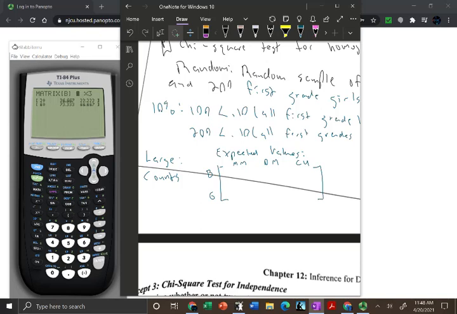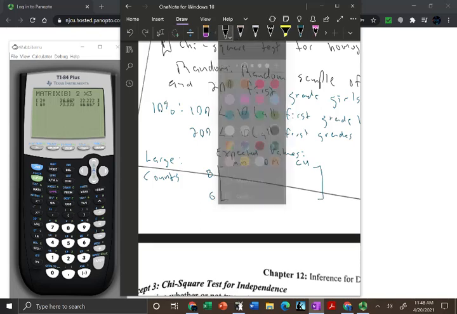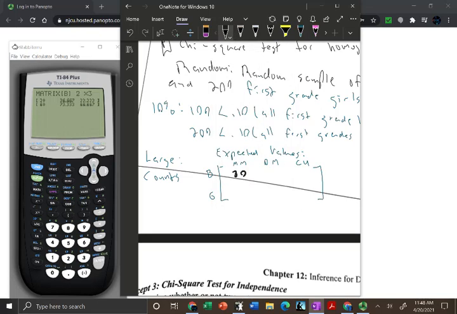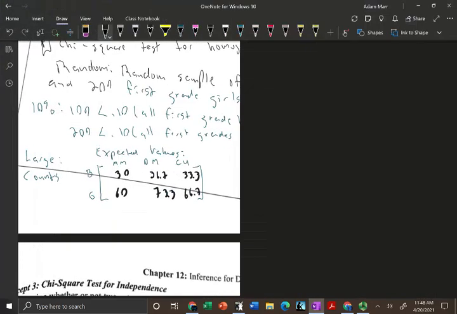So let's see here. I'm going to put everything down. So we have 30, sorry, I wrote this down wrong. We have 30.7, 36.7 if I round to one decimal, and then 33.3. Then we have 60, 73.3, and lastly, 66.7. Okay, so these are the expected values. Sorry, I'm saying all the wrong words.